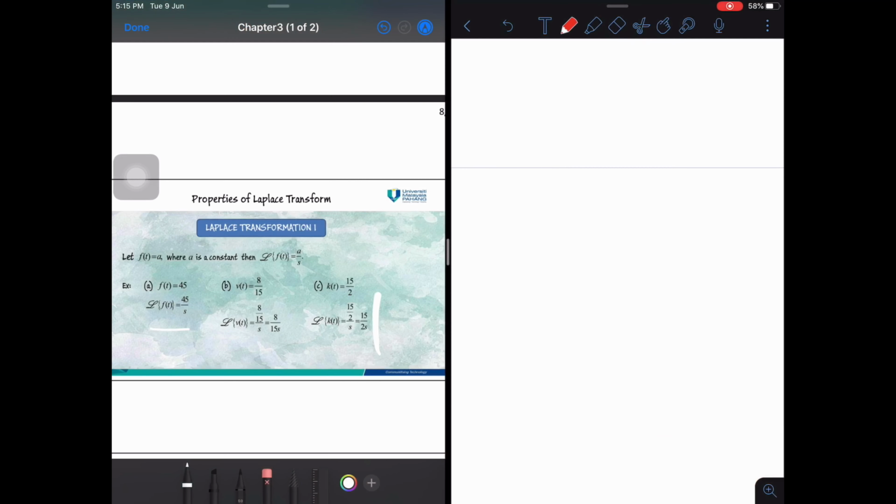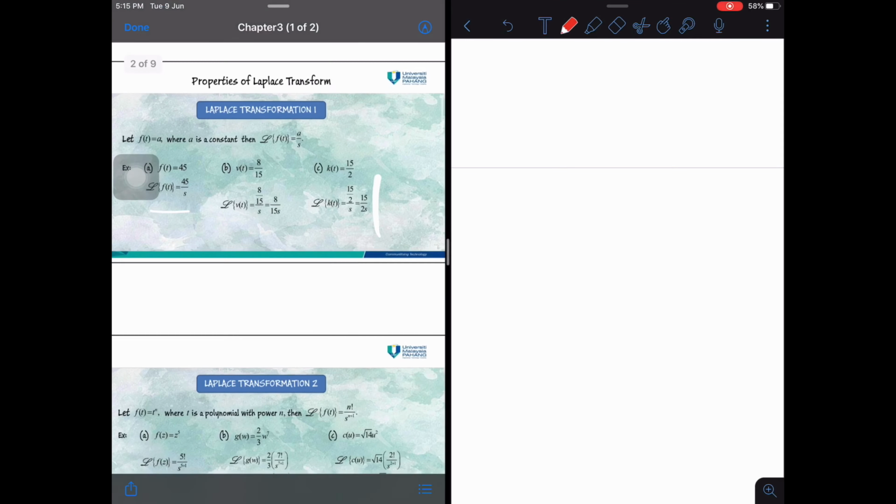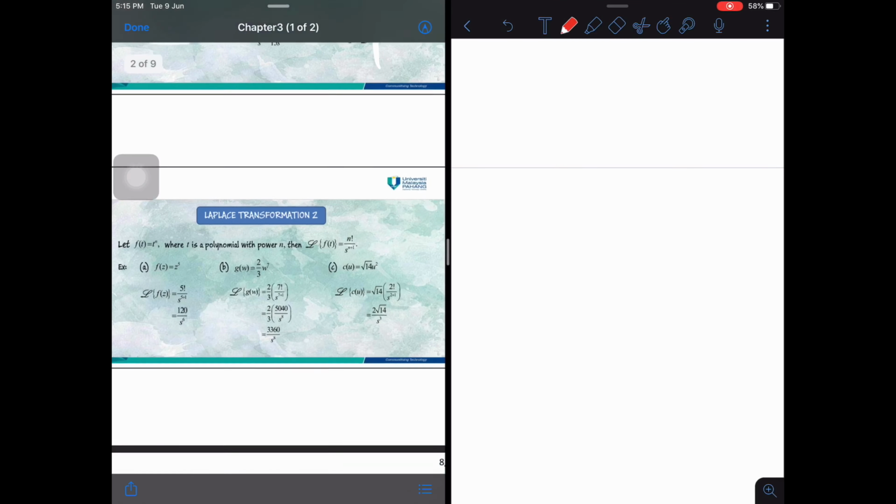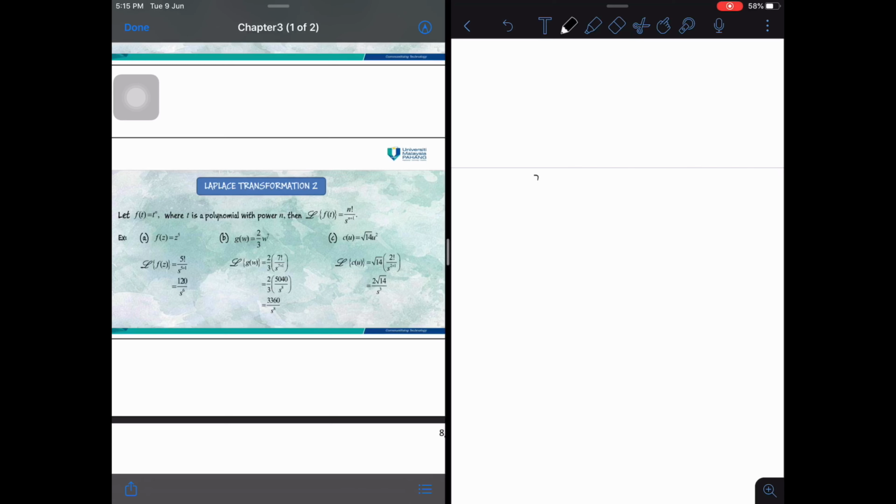So let's move to the second transformation. If we have f(t) equal to t to the power of n. Just now we had f(t) as a constant, f(t) equal to a. Now let's say we have f(t) equal to t to the power of n, where this is a polynomial. Maybe you can have f(t) equal to t to the power of 2, maybe f(t) equal to t to the power of 3, let's say.